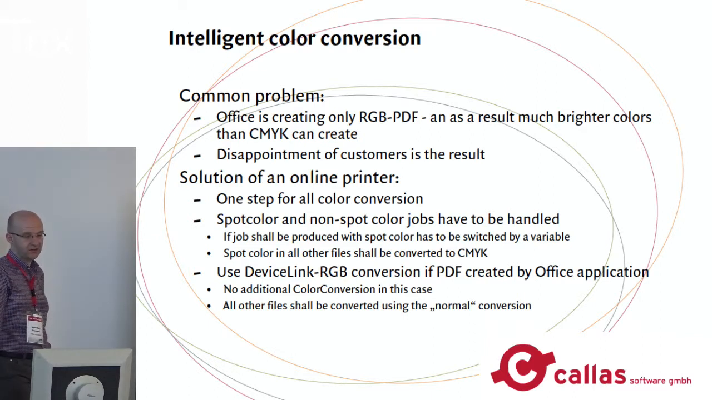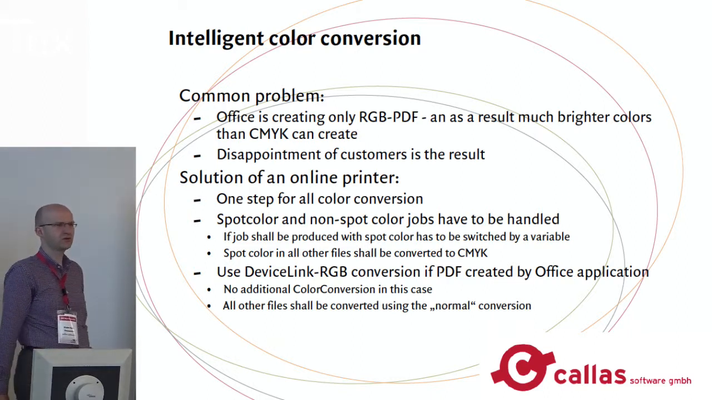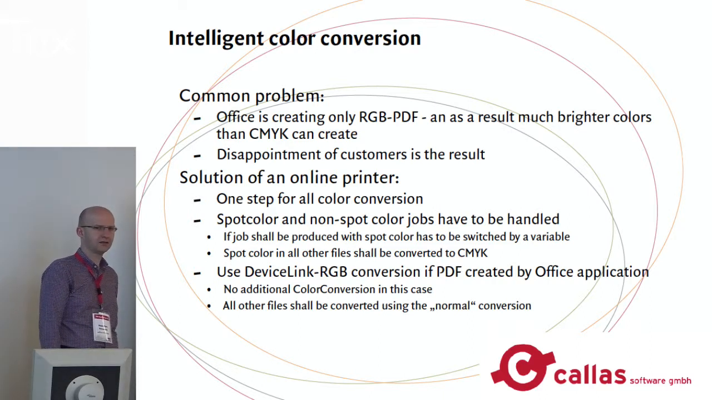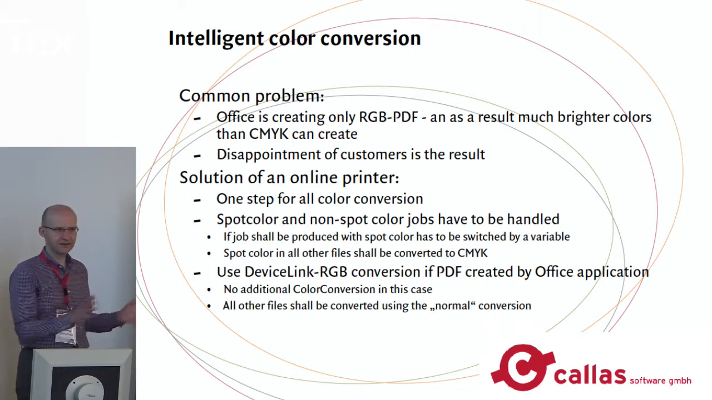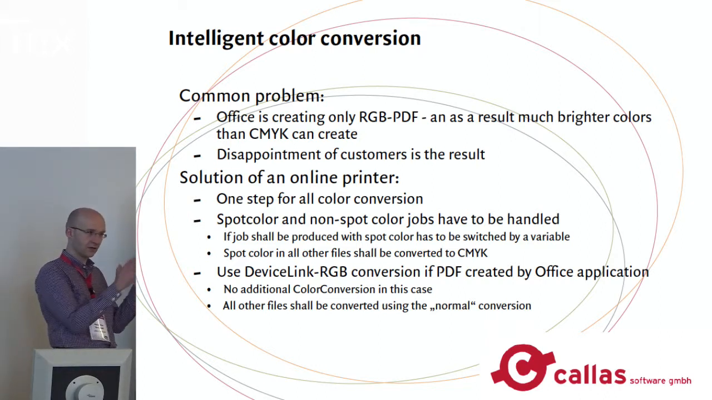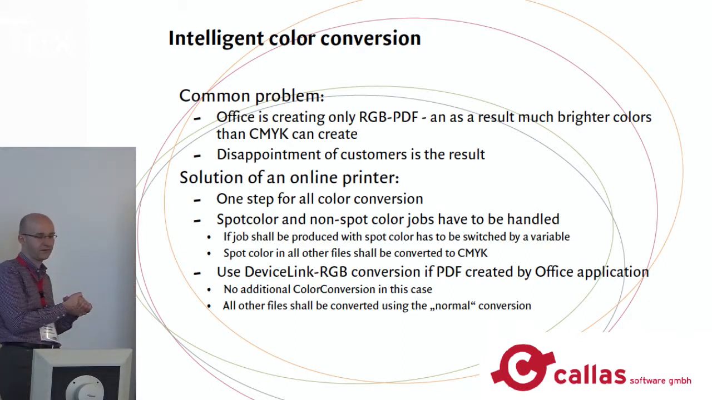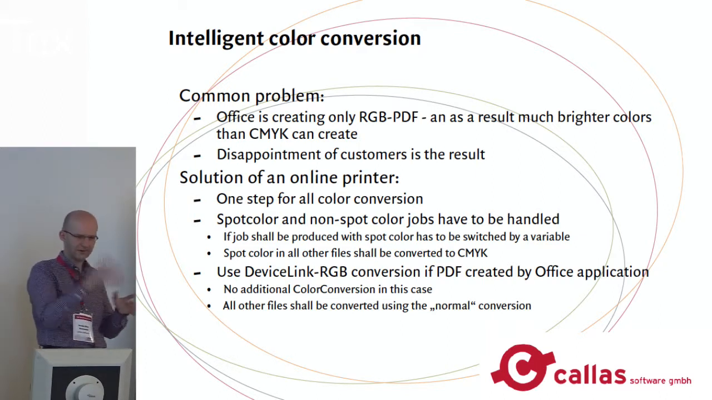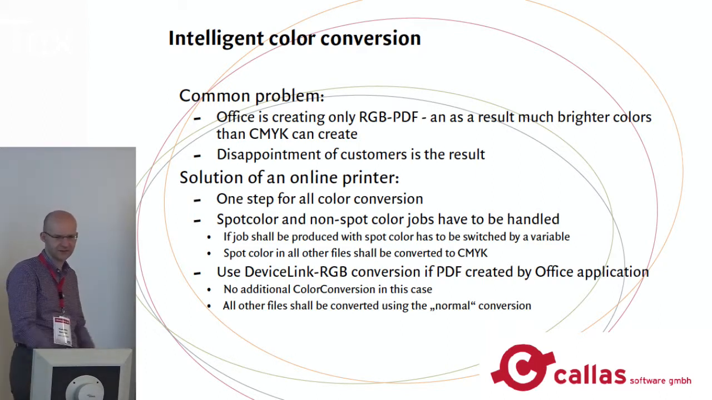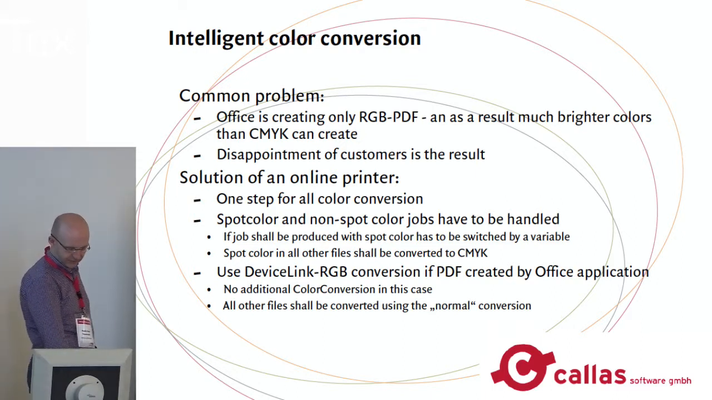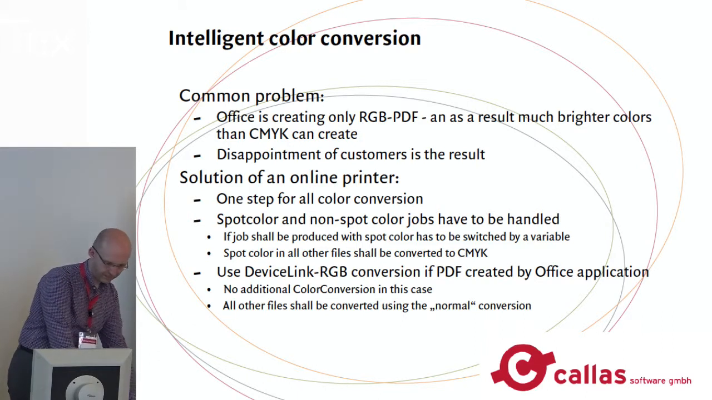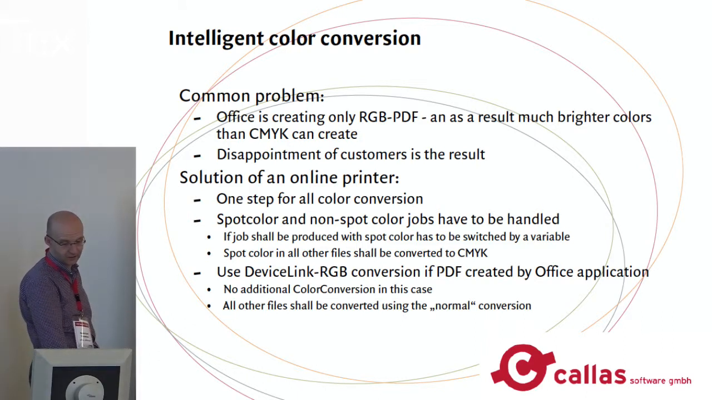So we had this issue from an online printer. They had the requirement: I want to have a one-step solution for color conversion. I got a lot of input files, especially made of Office documents, and they have to be handled differently from other PDFs I got from InDesign, which is fine. I don't have to care so much for these files, but I have to take care of all these OpenOffice, Microsoft Office files. But I don't have it in a single step in my workflow. And also some different handling of products which contain spot colors.